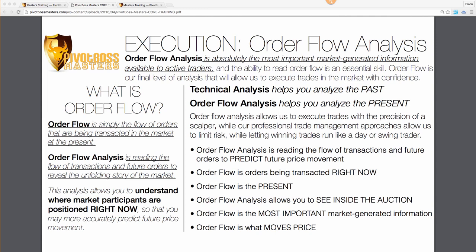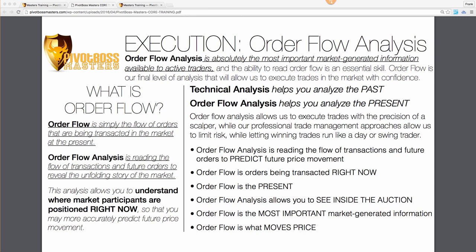So order flow analysis is reading the flow of transactions and future orders to predict future price movement. Order flow is orders being transacted right now. Order flow is the present. Order flow analysis allows you to see inside the auction. Order flow is the most important market-generated information, and order flow is what moves price. Every single one of those details is very significant, because that's the edge that order flow gives you.